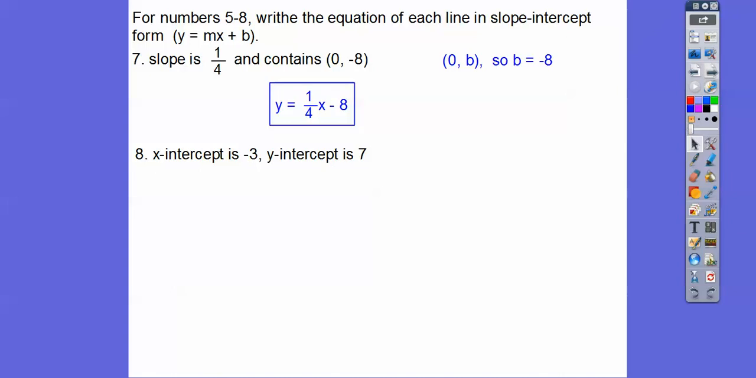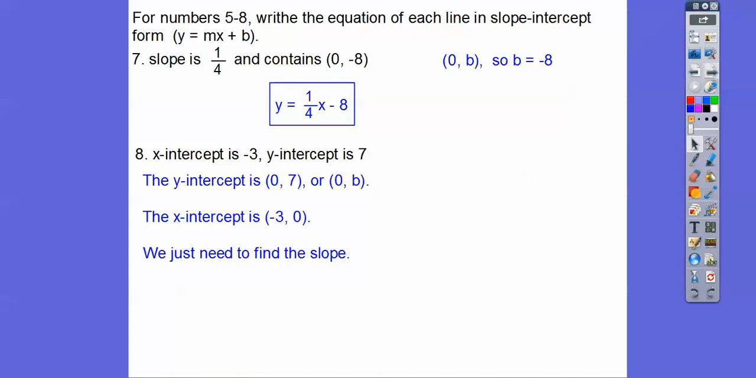Okay, now here's the y-intercept, so this is 0, 7, the x-intercept is -3, 0, so let's get the slope, and we already know what b is right there. So the slope is, we just subtract the y, so it doesn't matter which one you call y1 or y2. I chose this one, so this y minus this y over this x minus this x, that's what this is.